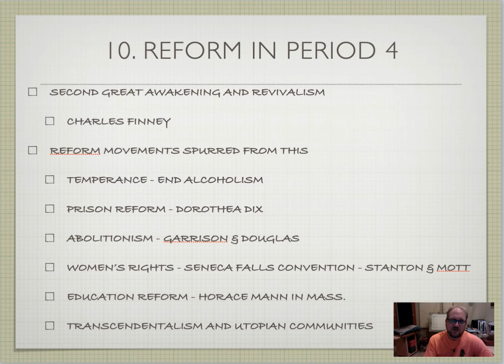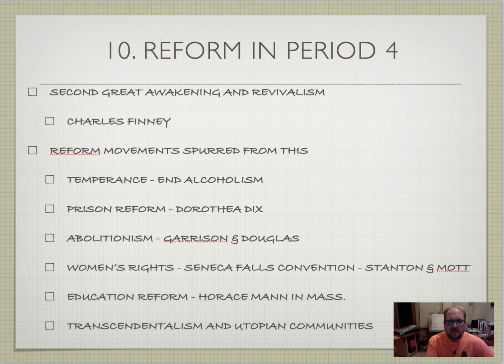We see the rise of temperance, or the end of alcoholism, in this time period. We see the prison reform movement created by Dorothea Dix. We see abolitionism with William Lloyd Garrison, Frederick Douglass, David Walker, the Liberator and the North Star. We see Harriet Tubman and the Underground Railroad, all being a big part of this abolitionist movement. We see the women's rights movement and the creation of the Seneca Falls Convention in 1848 with Elizabeth Cady Stanton and Lucretia Mott heading that up.